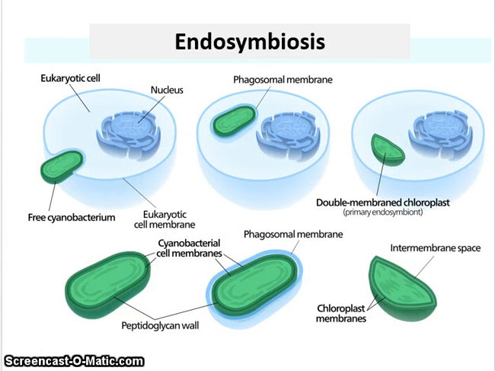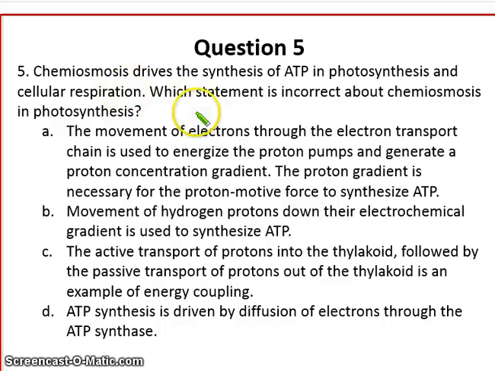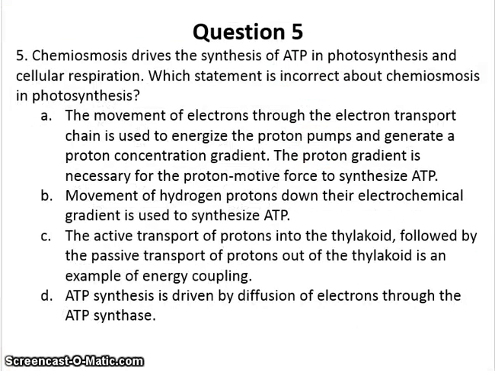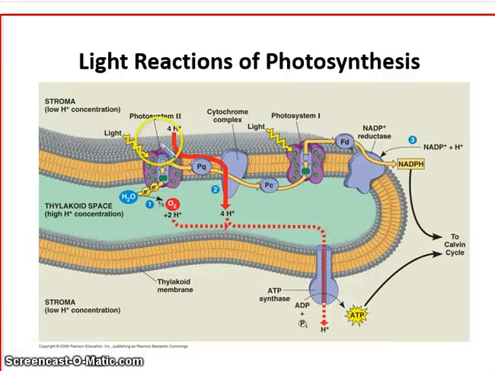All right, just a couple more minutes here. Let's try to get through at least one more question. Chemiosmosis, which is the process of producing ATP, drives the synthesis of ATP in photosynthesis and cellular respiration. Which statement is incorrect about chemiosmosis? Again, I want to make sure I'm looking for the statement that is incorrect on this one. The movement of electrons through the electron transport chain. In fact, before I go through this, let's just quickly review what chemiosmosis is before we choose some of these.